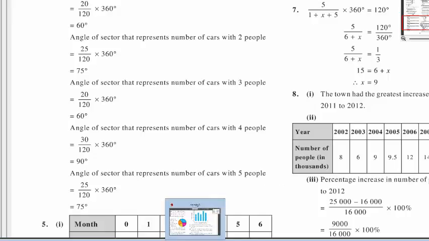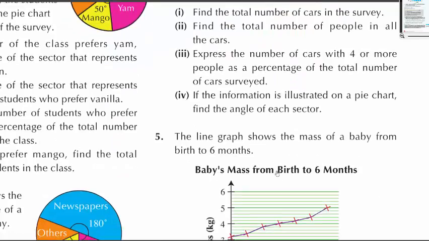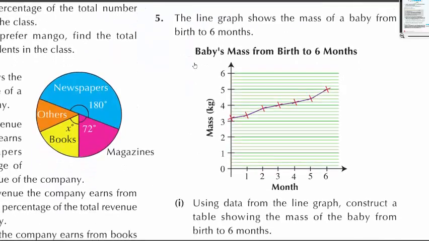Next, we go on to question 5. Question 5 shows a line graph. Now, they say that this line graph shows the mass of the baby from birth, from 0 months to 6 months. So, as I've mentioned, the event is always on the horizontal axis, and the vertical axis will always show the frequency. Okay, so here they have the mass of the baby corresponding to the first month, second month, third month, fourth month, fifth month, and sixth month.